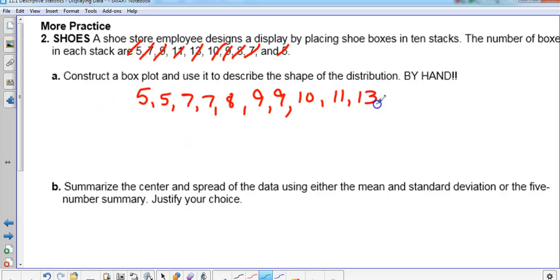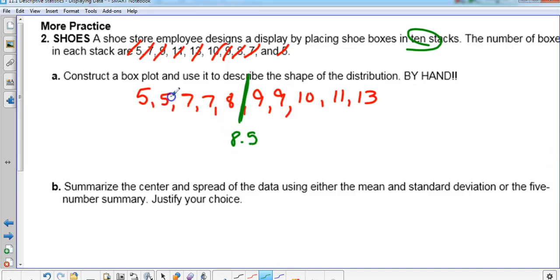All right. We're going to do by hand a box and whisker plot. That means you need to find the median or middle number. Is there an exact middle number here? If we have 10 stacks, no. So we're going to say right in here is the middle. So you tell me, average these two, you get 8.5. That means half the data is below 8.5, half is above. Everybody okay? It's the definition of median.